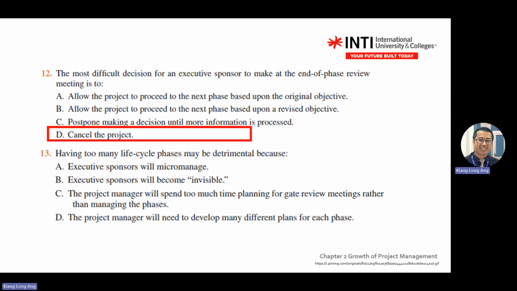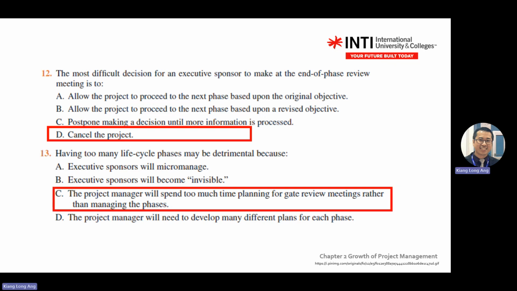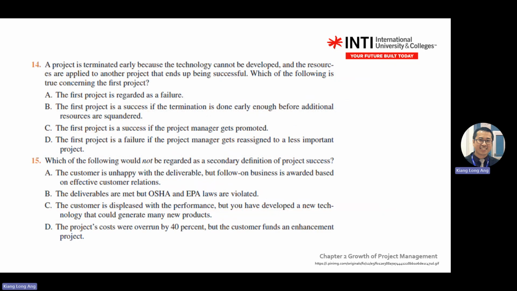Having too many life cycle phases may be detrimental because you need more decision points. Okay, 14. A project is terminated early because the technology cannot be developed, and resources are applied to another project that ends up being successful. Which of the following is true concerning the first project? Is the first project a success or failure?